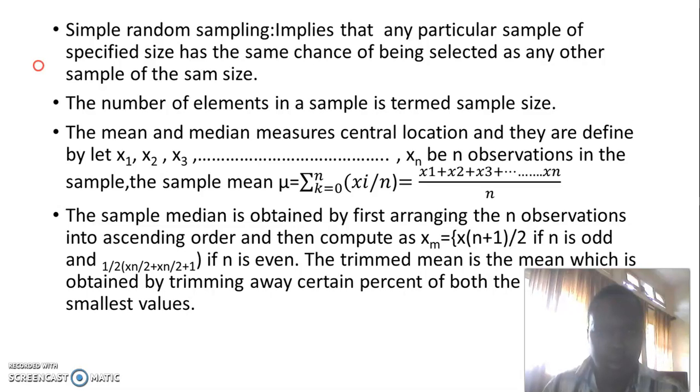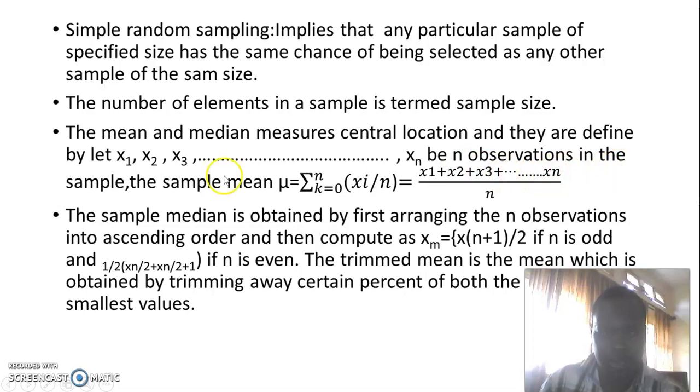And we also need to understand certain measures in statistics that are used to describe the sample. There are two examples. One is the median and the mean. The mean is, supposing x1 is an observation, x2 is the second observation, x3 is the third observation, up to xn.